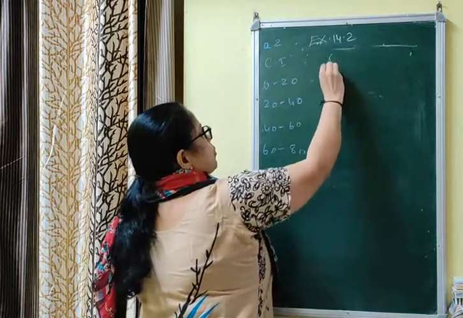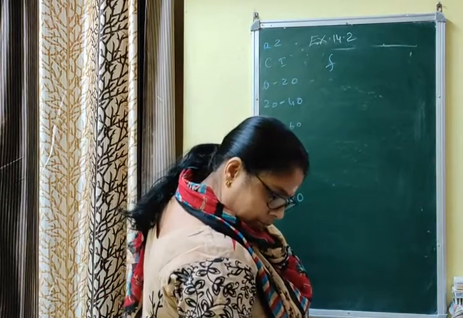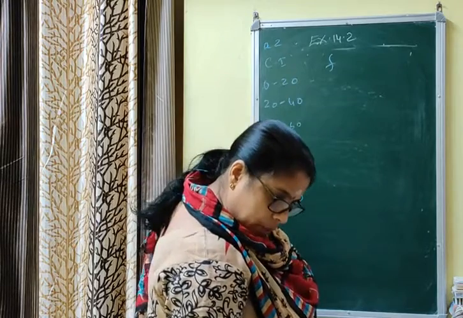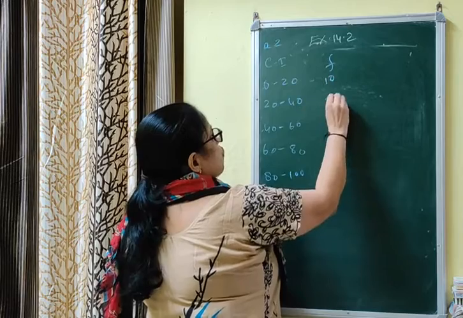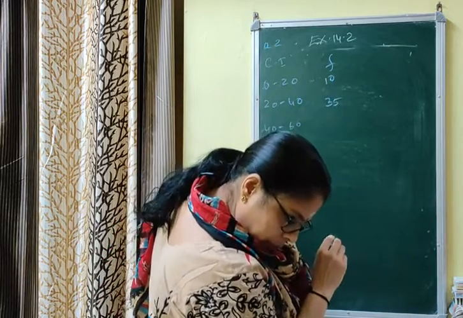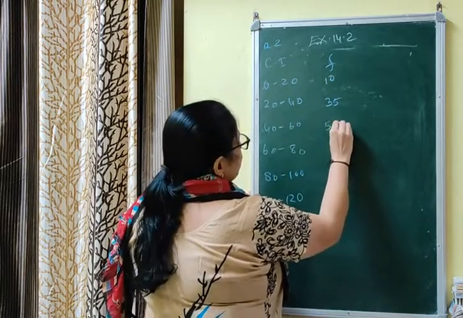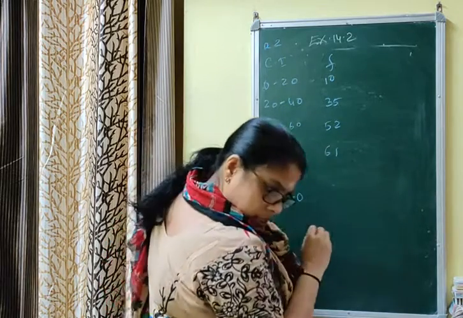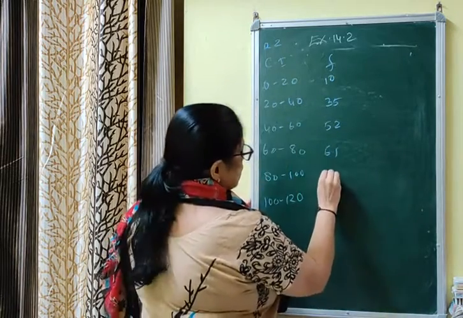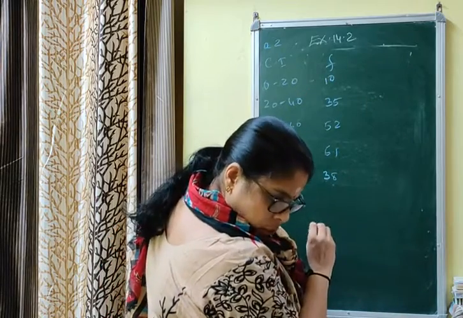Frequency is given as 10, 35, 52, 61, 38 and the last one is 29. We can shift this a little because nothing else is to be found. We do not need to find xi and so on, because only the mode is asked.